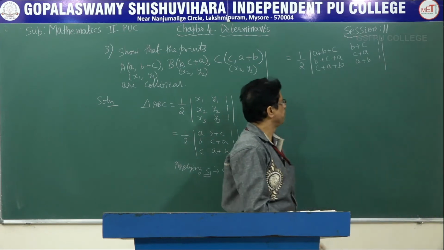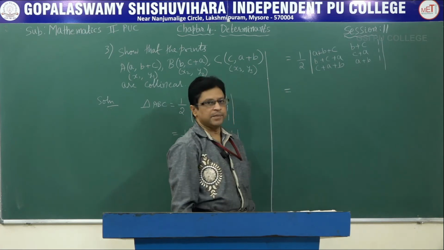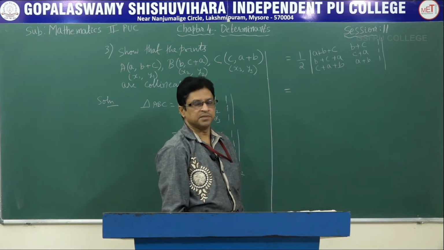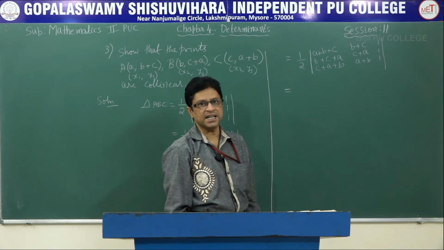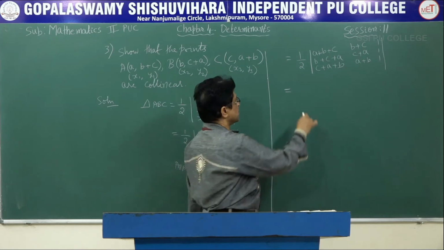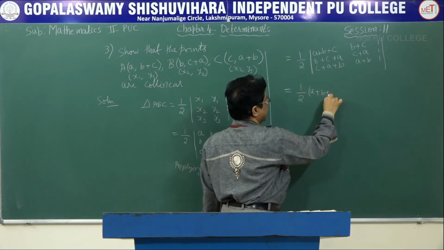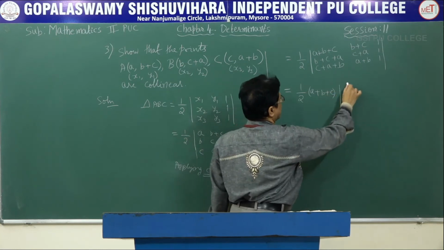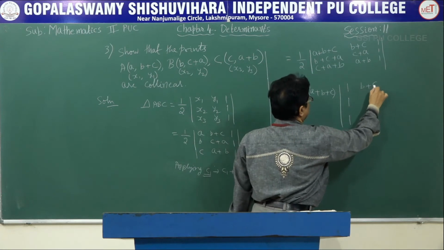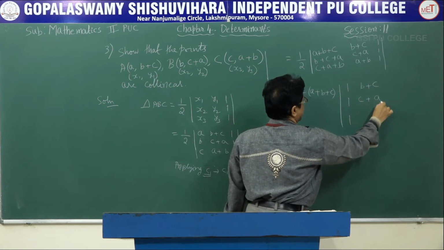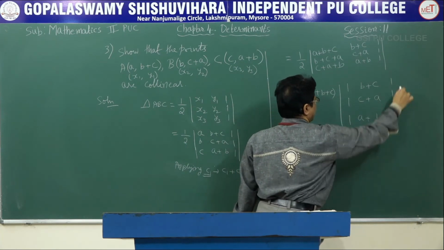Now, in the first column, if we observe, all the elements are one and the same. That means they are common. So you can take out A plus B plus C outside the determinant. So that will be equal to half into A plus B plus C into determinant of 1, 1, 1, B plus C, C plus A plus B, 1, 1, 1.